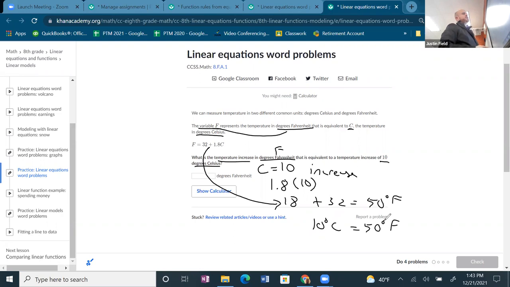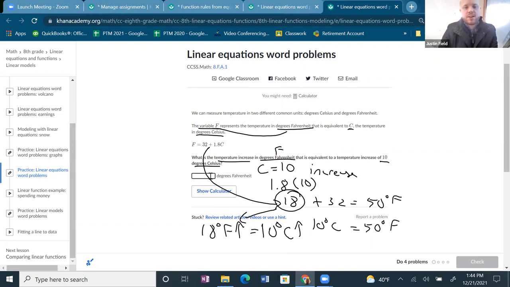But they didn't want me to tell them what is 10 degrees Celsius. They said, what is the temperature increase in degrees Fahrenheit that is equivalent to the temperature increase of 10 degrees Celsius? And the answer to that is 18. An 18 degrees Fahrenheit increase is equal to a 10 degrees Celsius increase. And then if you add the 32, you get the actual temperature. This is a tough one, but the key is to look for that word increase. And let's just make sure I'm right. So it's 18, and I am right.